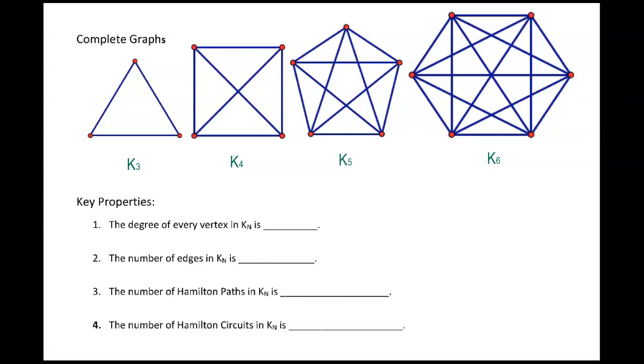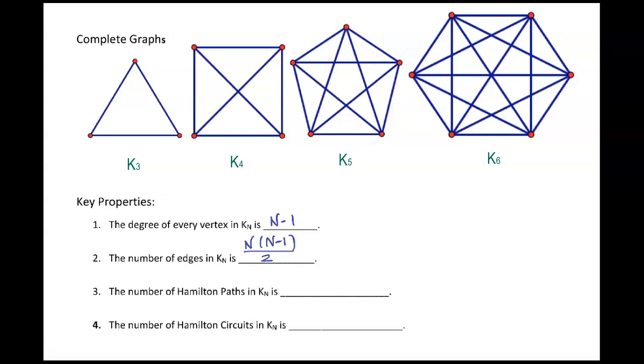Since each vertex is connected to every other vertex, that means that each vertex in Kn is connected to n-1 vertices, or has degree n-1. And if we have n vertices, each with degree n-1, n times n-1 is the sum of all the degrees. And with 2 vertices per edge, we have n times n-1 divided by 2 as the number of edges in Kn.